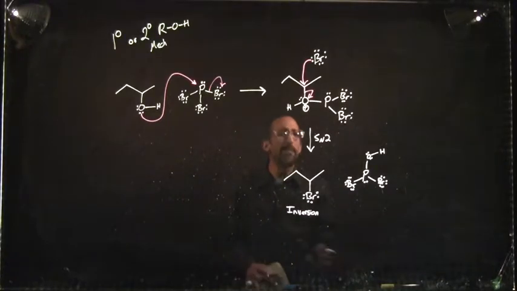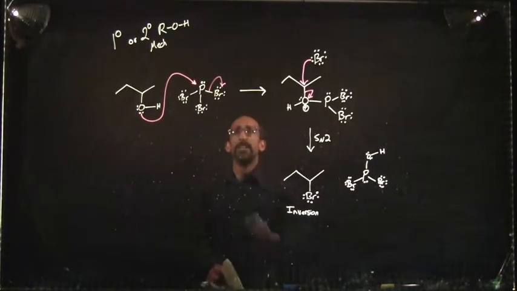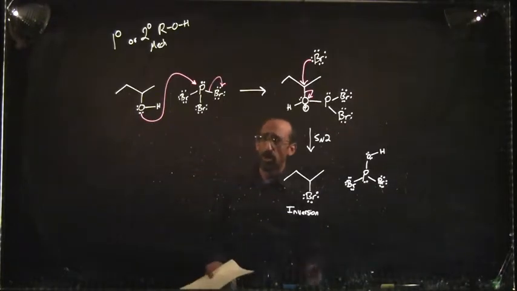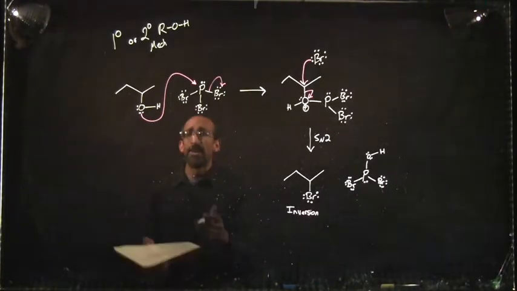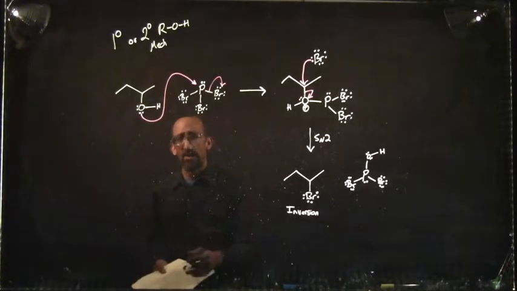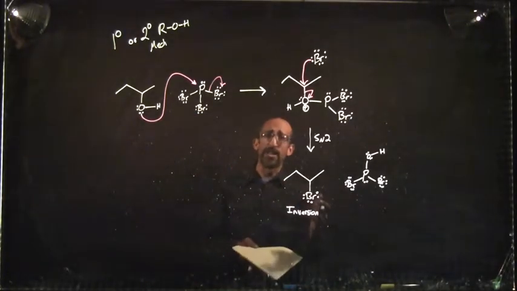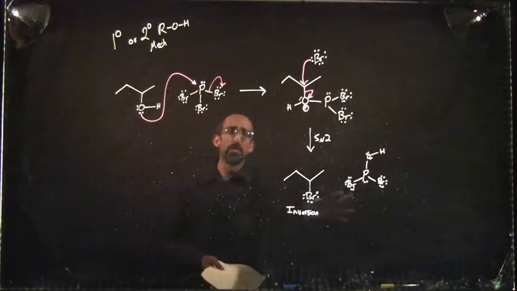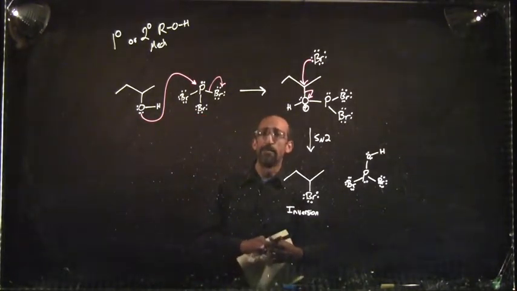There's some acid-base chemistry that I'm not going to get into with it. So for our purposes in 201, if you're asked to push arrows for conversion of a primary or secondary alcohol to a primary or secondary alkyl bromide using phosphorus tribromide, this is what I expect you to be able to demonstrate.